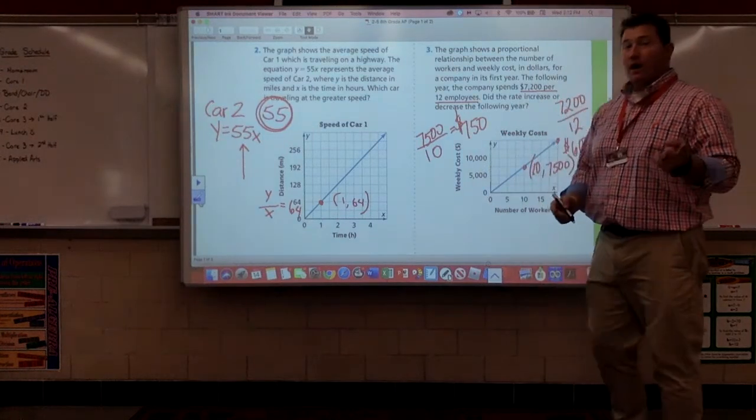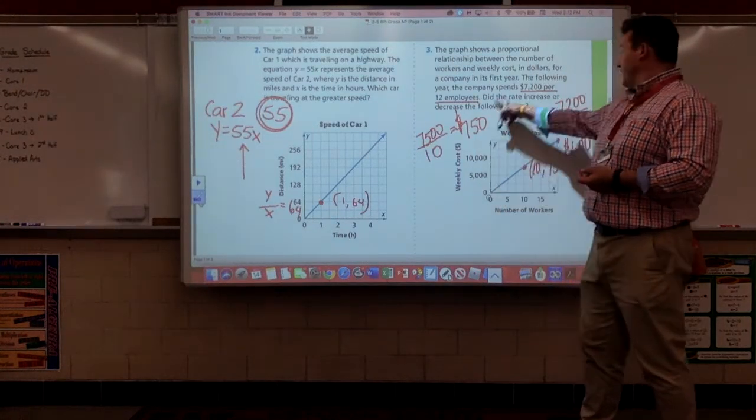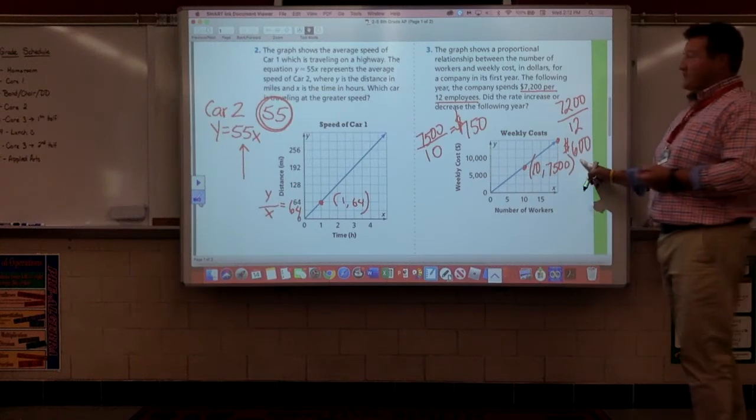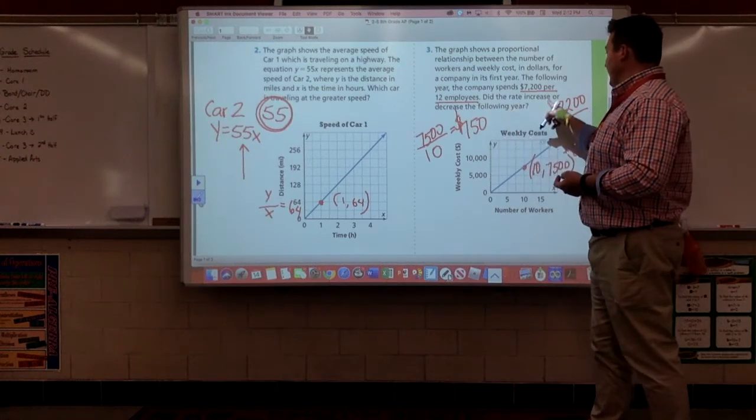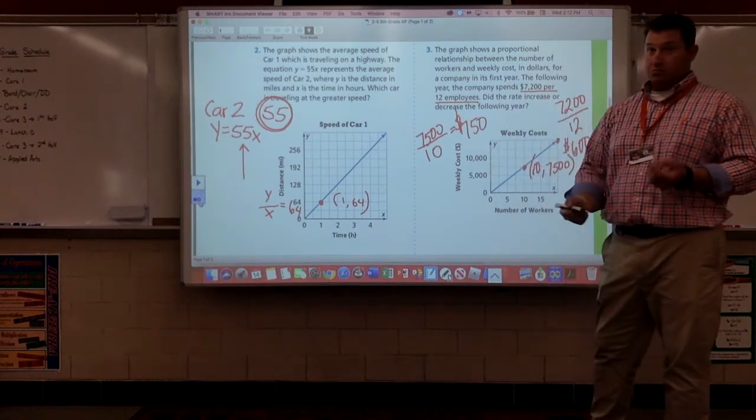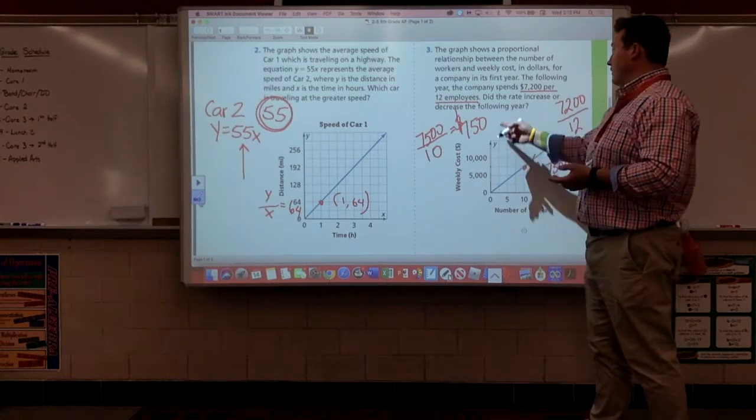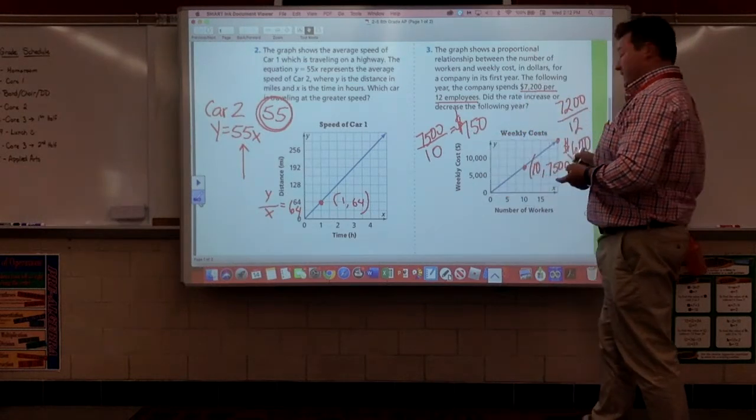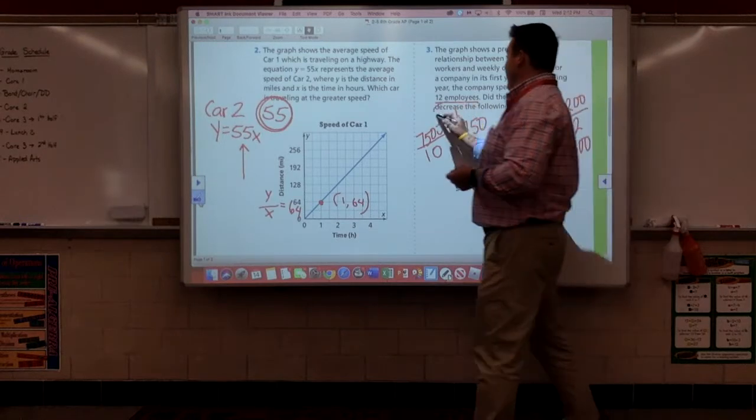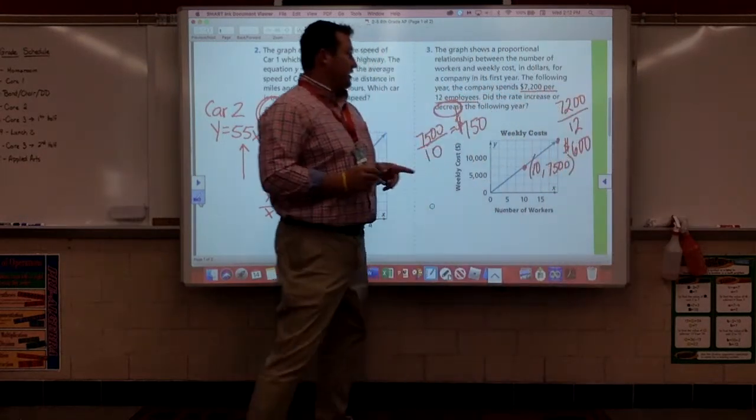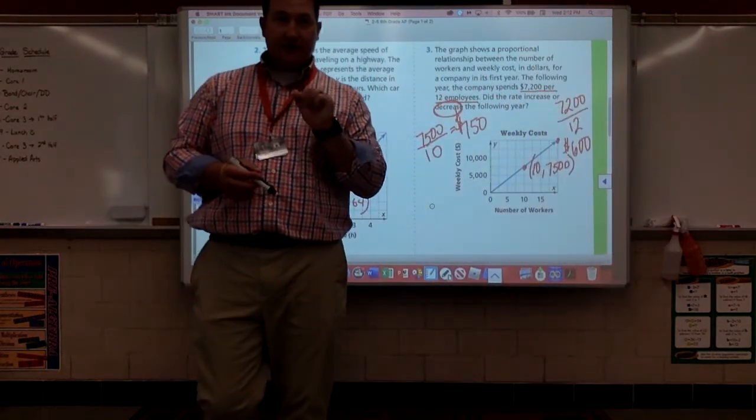So in year one, we were at 750. In year two, we went to 600. So did the rate increase or decrease? Did it go up or did it go down? Well, it was 750. It went down to 600. So we would say it decreased, and they didn't ask it, but it decreased by $150.